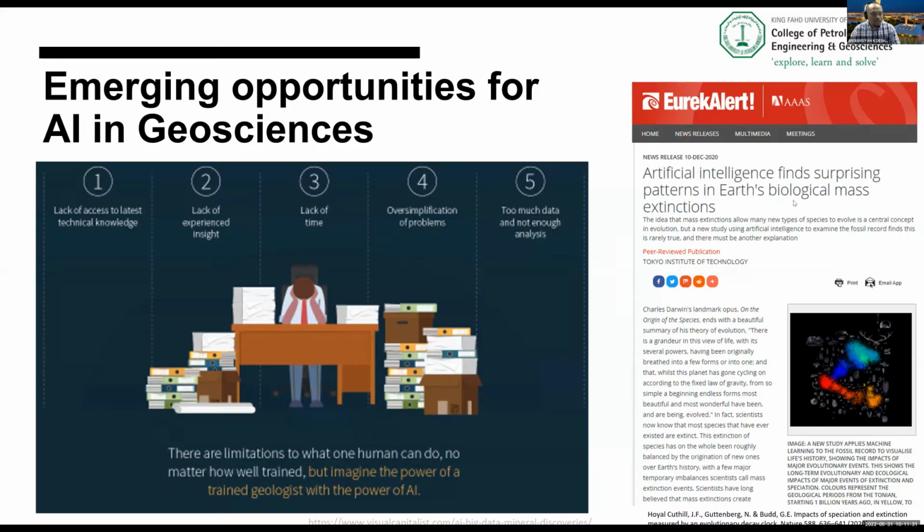This is quite an interesting article published in Science, or Nature, I believe, where they use artificial intelligence to find surprising patterns in Earth's biological mass extinctions. So again, as you can see, there is huge potential in applying AI. You just need to do it the right way and find the right problem to apply it to.